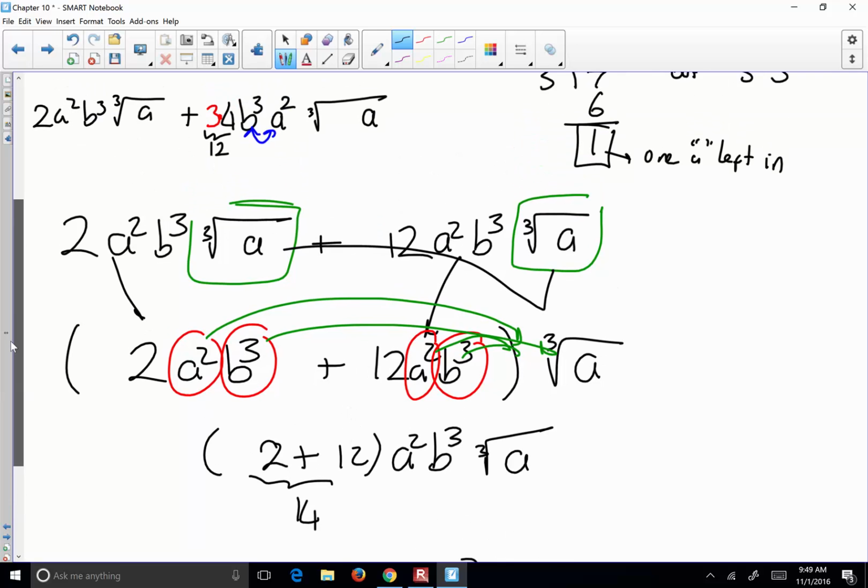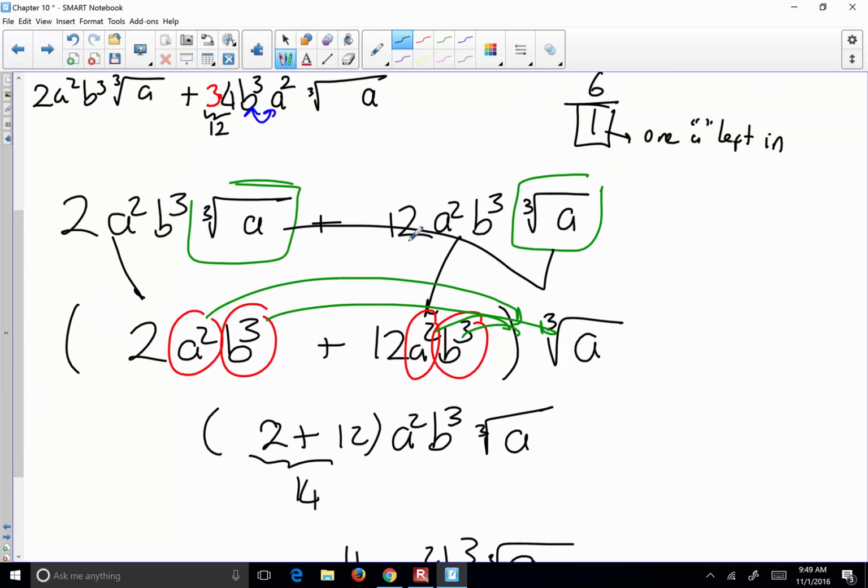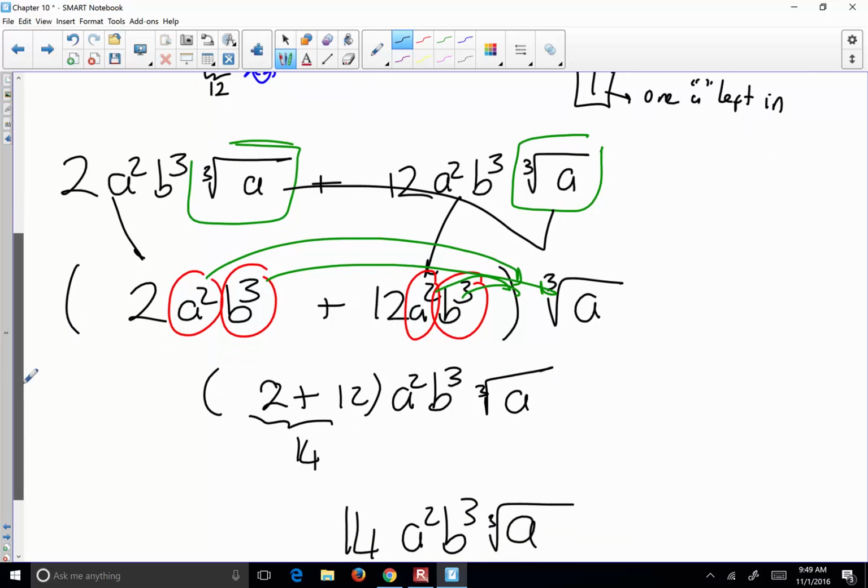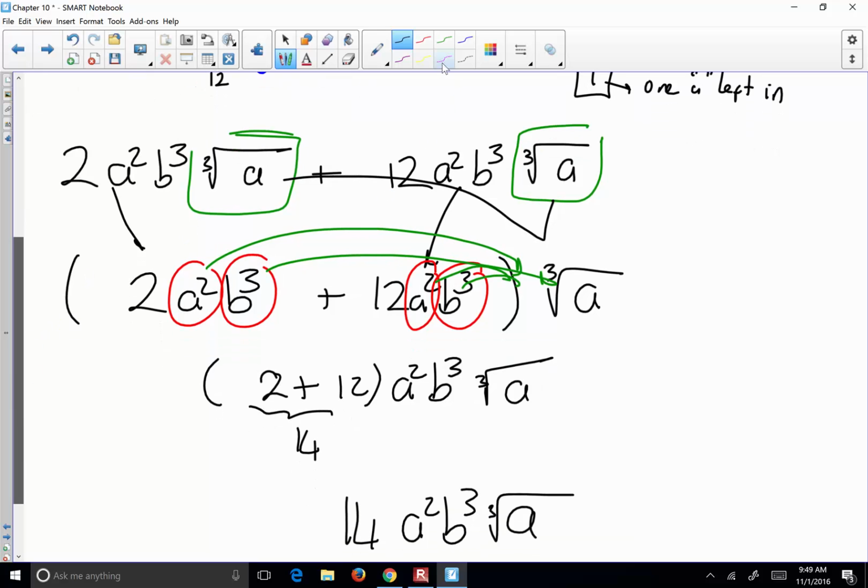So let me repeat. After bringing the radicals out, I've noticed that a squared b cubed are like terms among the terms. So I also factored those like terms out. The only thing remaining would be only numbers, and I added them. 2 plus 12 is 14 of a squared b cubed, and then the radical.